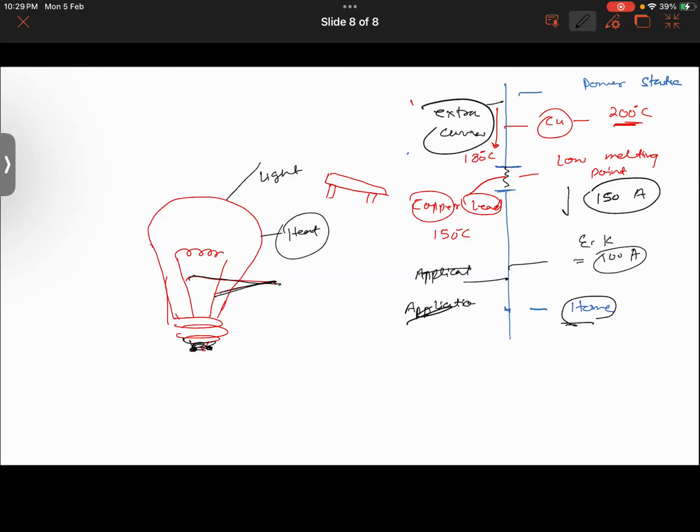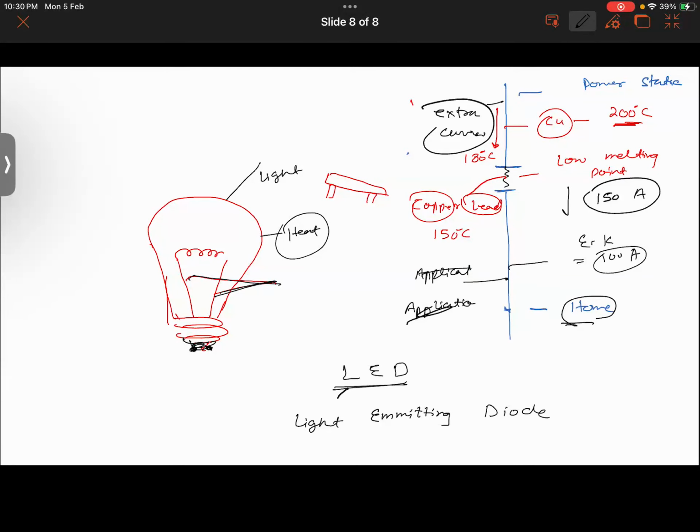What is the full form of LED, by the way? Any idea about this? No, sir. This is light emitting diode. Light emitting diode.